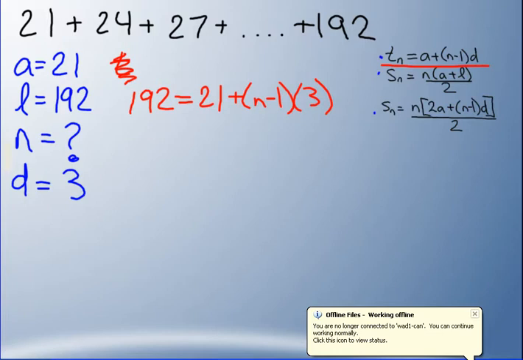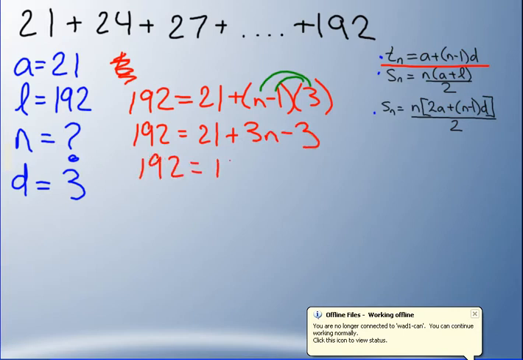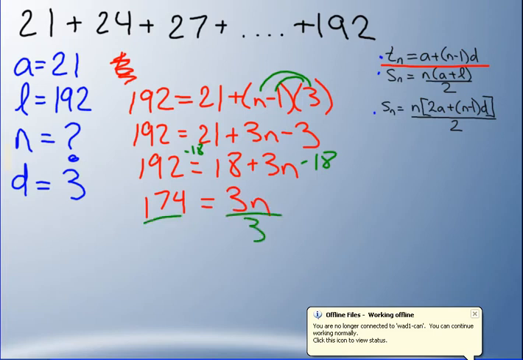So time to start multiplying those out. I'm going to take this 3 and multiply into both of those. 192 equals 21 plus 3n minus 3. Put the 21 and the 3 together. 192 equals 18 plus 3n. Subtract 18 from both sides. And I end up with 174 equals 3n. I'm going to divide both sides by 3. And my n ends up being 58. Okay, so I'm going to just write that up here, equals 58.